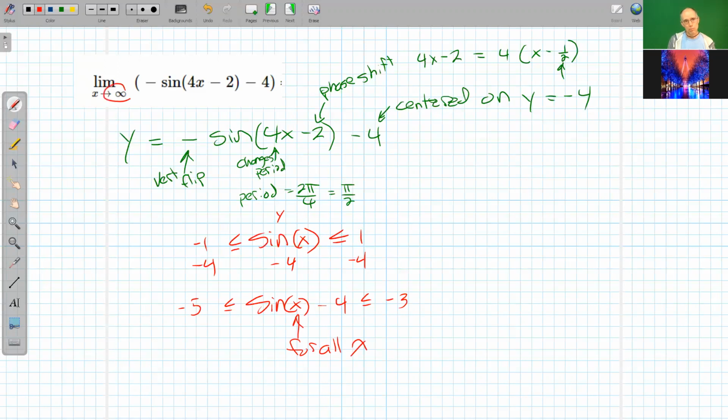So it doesn't matter how big x gets here. This is true for x big or small. So that limit there is trapped between -5 and -3.